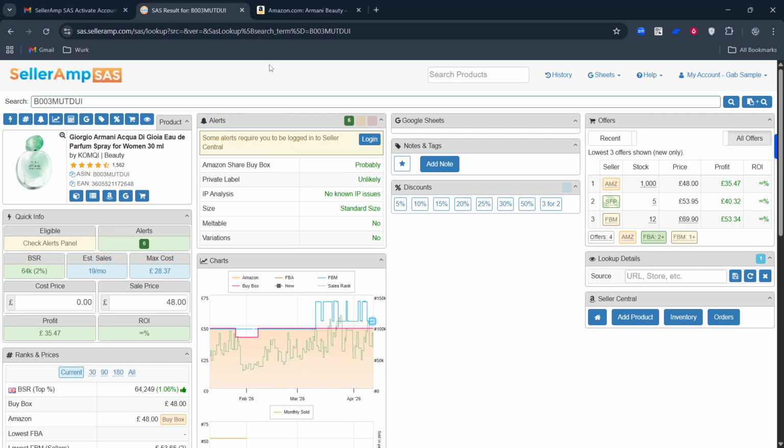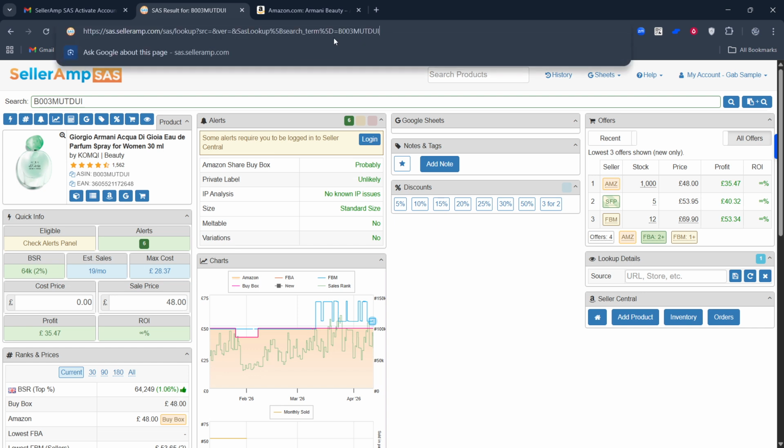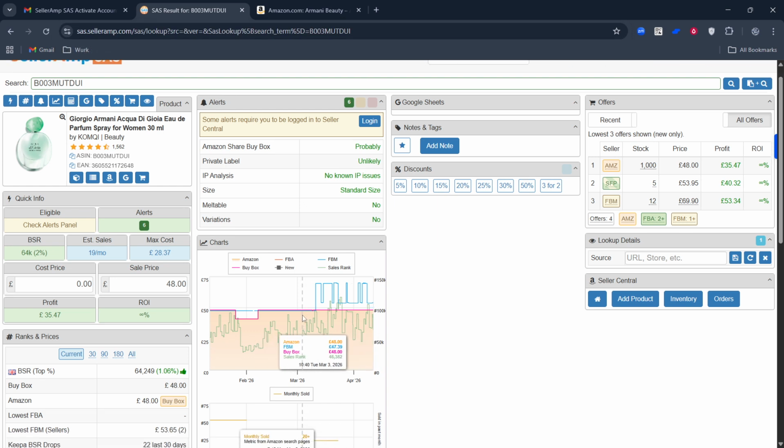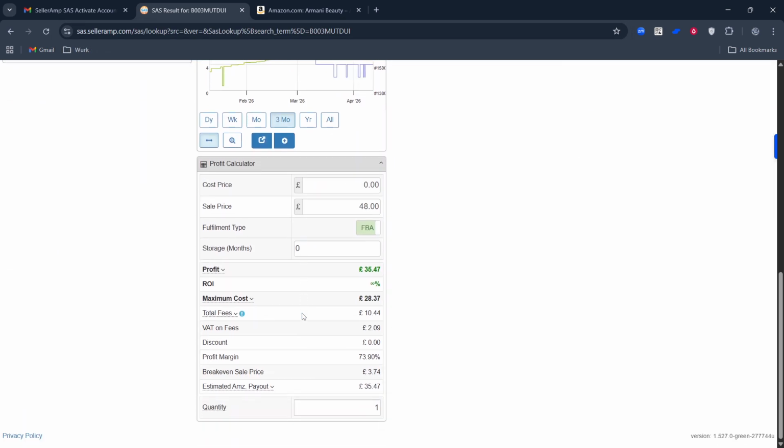Look at profit, which tells you how much money you'll make per item after fees. Then check ROI, the return percentage that shows how efficiently your money is working. Review max cost, which is the highest price you can pay and still hit your target profit and ROI. Finally, look at BSR, or best sellers rank, which acts as a speedometer for sales. A lower number generally means faster sales.